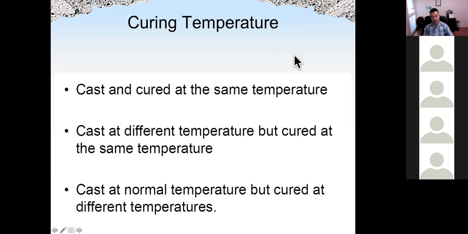All right, so curing temperature. Curing temperature could include the temperature when we cast concrete and the temperature when we cure the concrete. So we can have different temperatures for casting and curing.